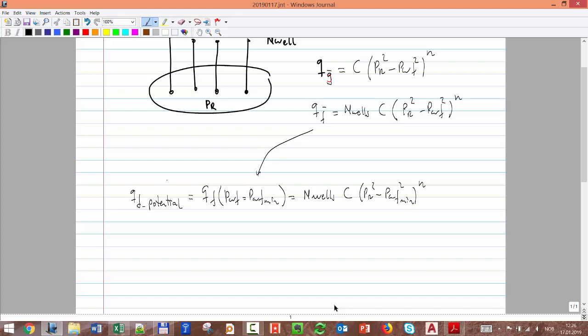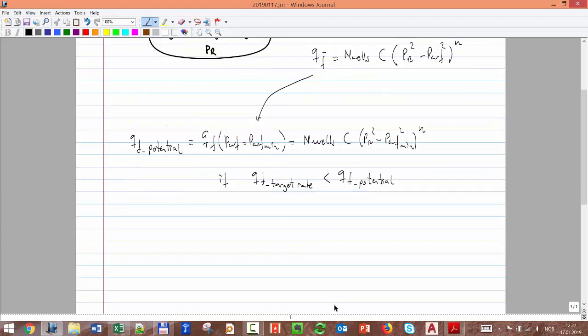And then comes the check. So if Q field, and sometimes people call it target rate, is a target rate, is smaller than the Q field potential, then simply the Q of the field will be the Q target rate. Okay, in our case, the target rate is the plateau.